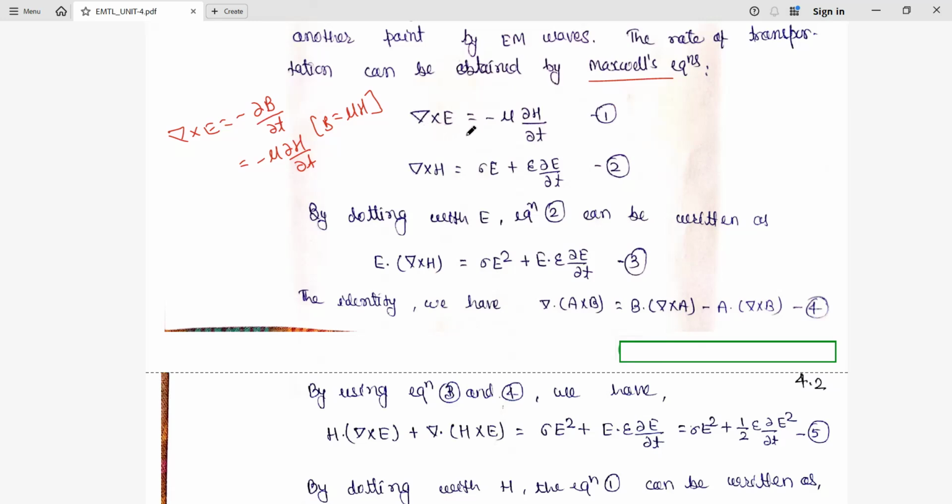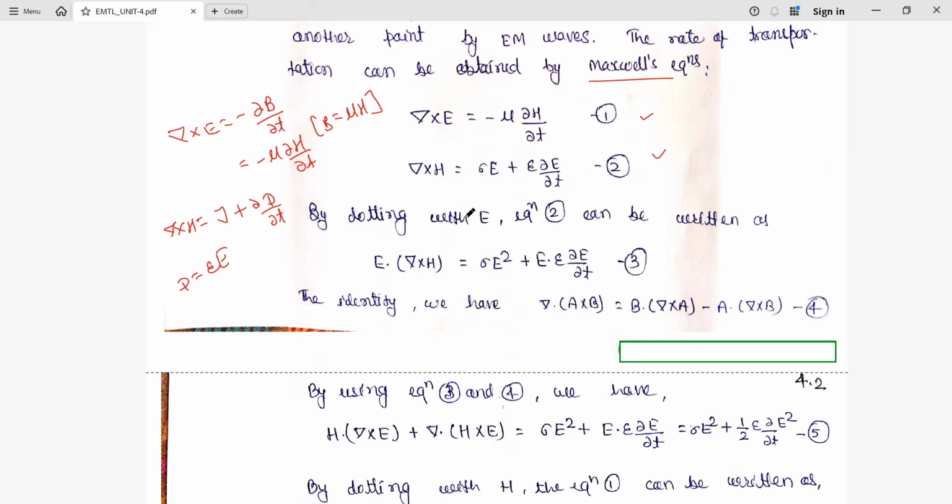So del cross E equal to minus of this we have, and another expression we have earlier, del cross H equal to J plus dou D by dou T. J is the conduction current density, and D is the electrical flux density, and D equal to epsilon E. Epsilon is permittivity, mu is the permeability. So that's why we have equation 1 and 2 here.